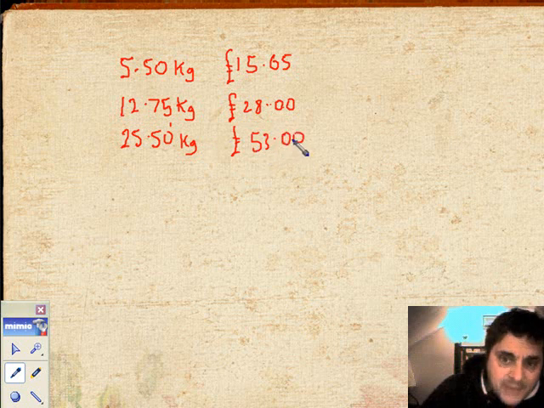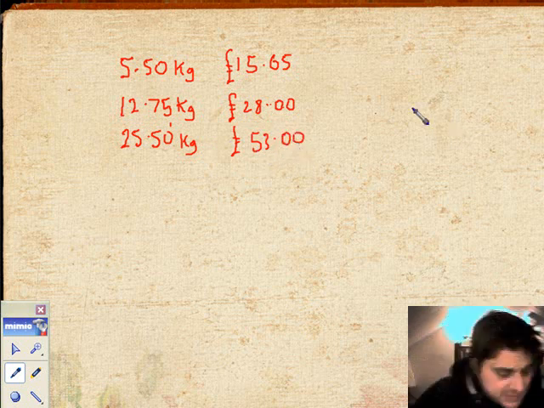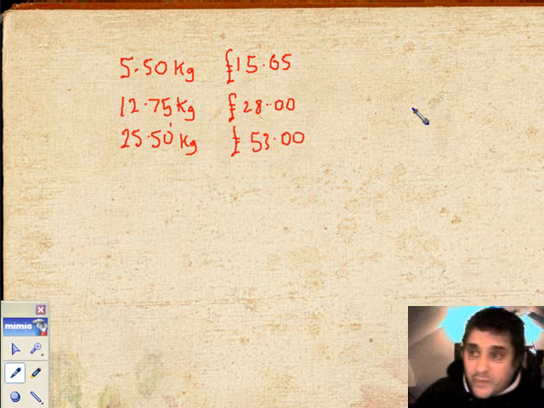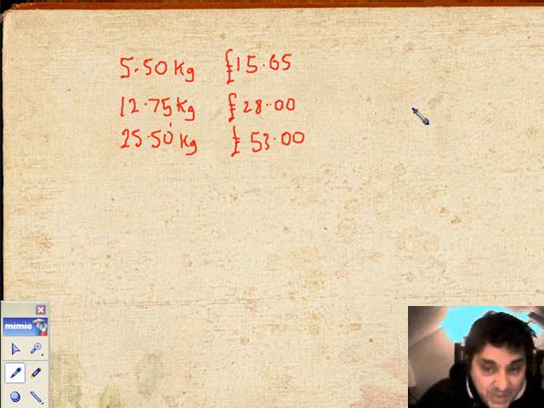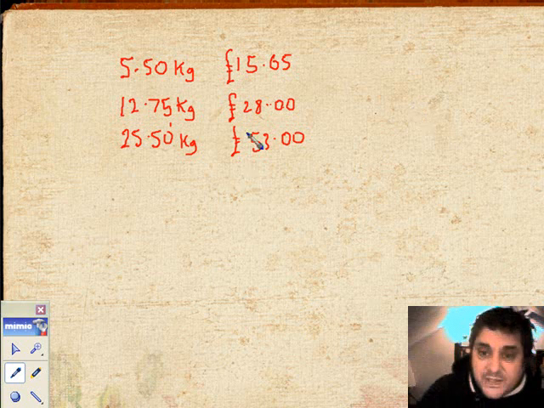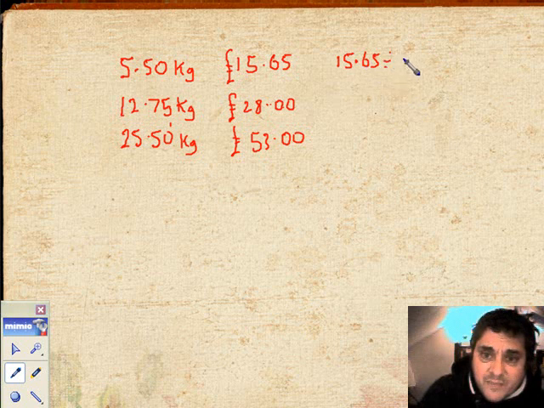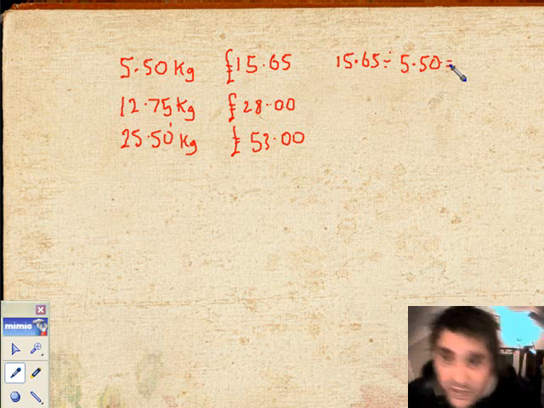So 3 different sizes of birdseed, small, medium, large, whatever you want to call it. And then it says find the cost of 1 kilogram of bird food for each of these different packet sizes. Well, let's do it to the side. If I take this £15.65 and divide it by 5.50, I'm going to find the cost per kilogram, in other words, in pounds per kilogram.